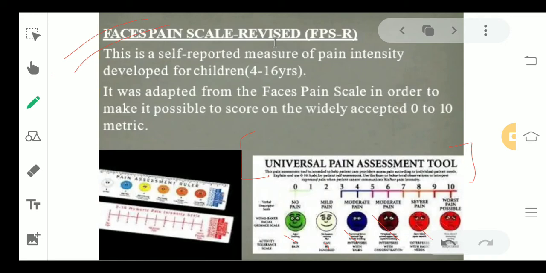And this is the Faces Pain Scale. Now this Faces Pain Scale was adapted from the original Faces Pain Scale in order to make it possible to score widely on a 0 to 10 metric, and by this the patient can more accurately tell you what kind of pain he is having.